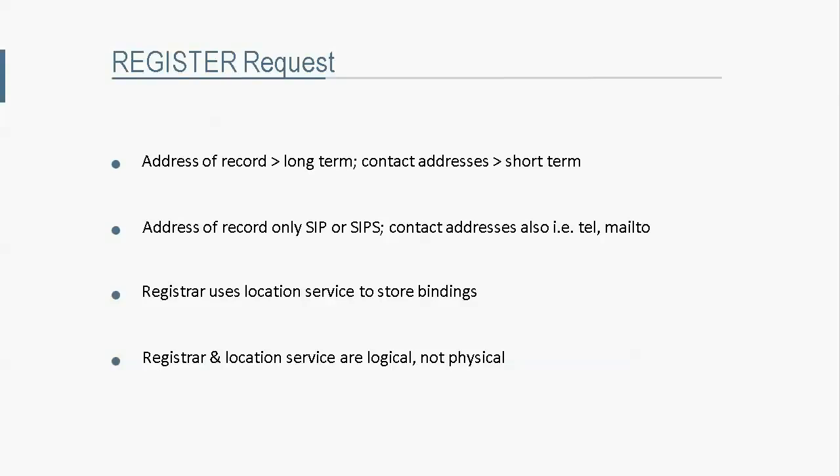Address of record can only use SIP or SIPS in the URI, whereas contact addresses can also use other device types like tel, mailto, and so on. The registrar uses a location service to store these bindings. These bindings can also be added manually, which is not a part of our scope as we are working on REGISTER requests. Registrar and location service are logical entities, not physical. So they could reside in SIP proxies.